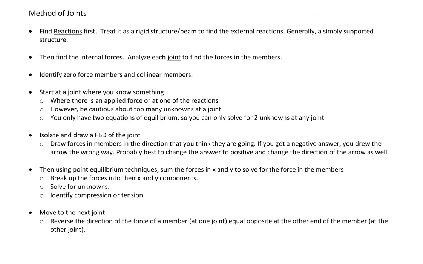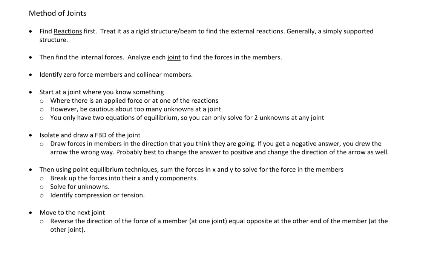Well, here is the process we are going to use. It's called the method of joints, or at least this is the first process we're going to use. We're going to talk about another one or more of them later. What we're going to do is find the reactions first, treat it as a rigid structure to find the external reactions, and for most purposes it's going to be a simply supported structure. If you recall from the simply supported discussion, they have a pin and a roller to support them.